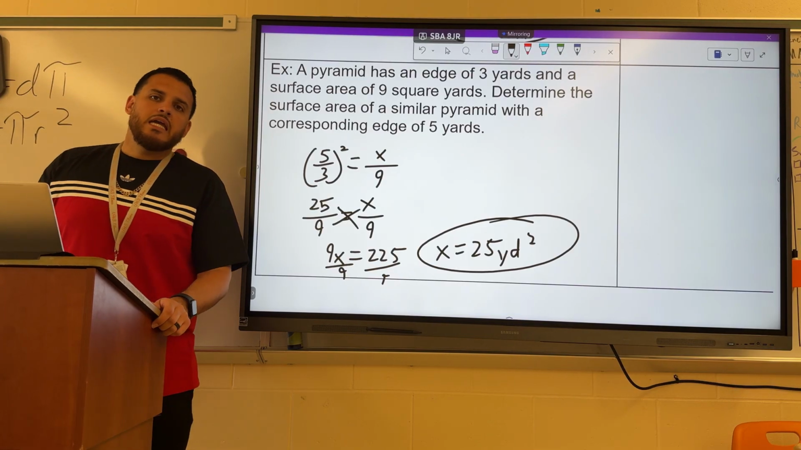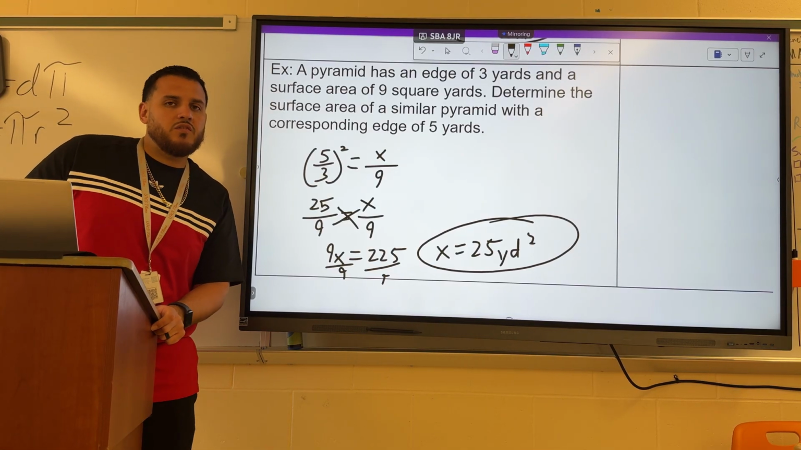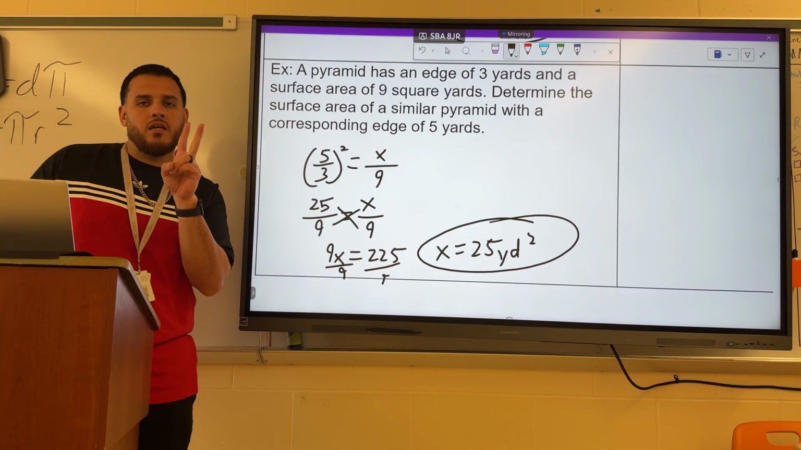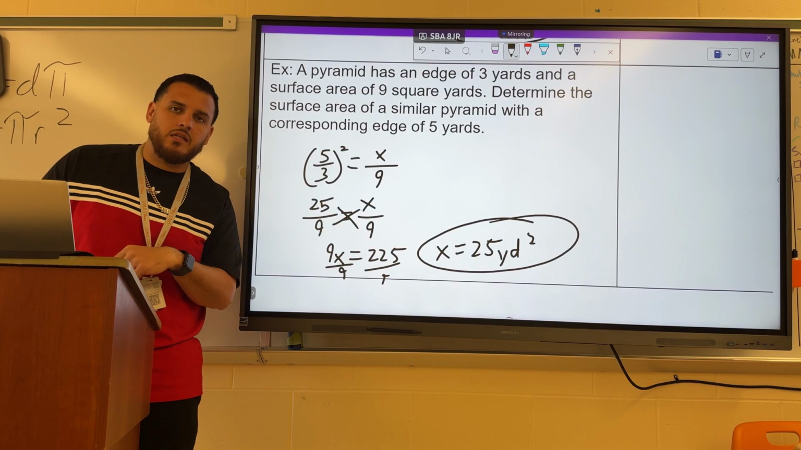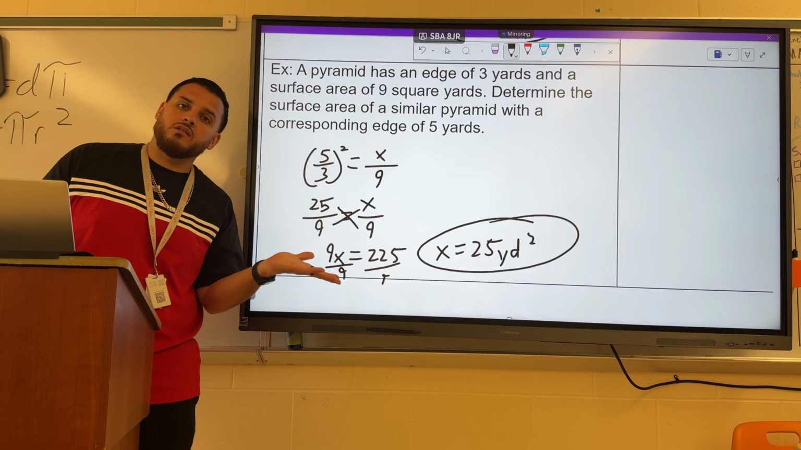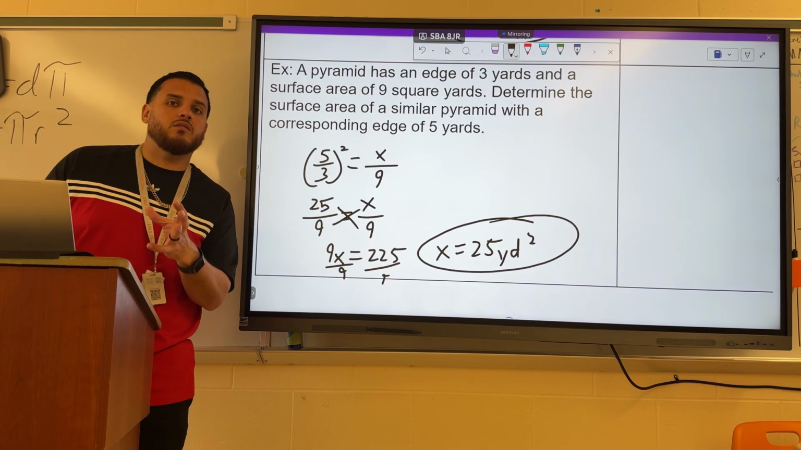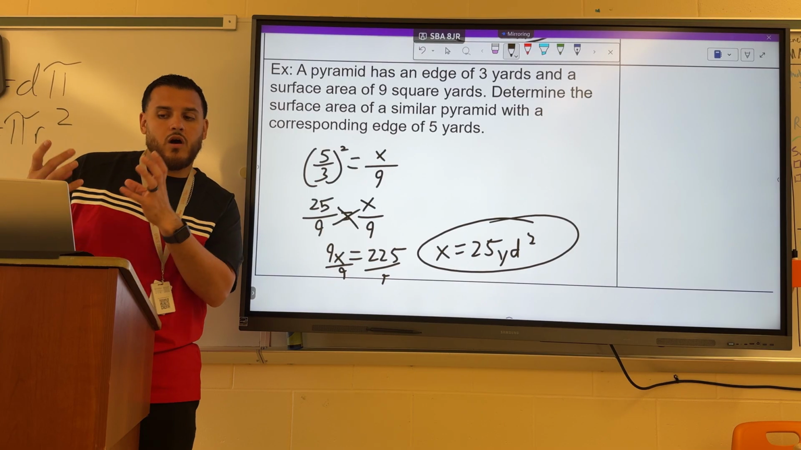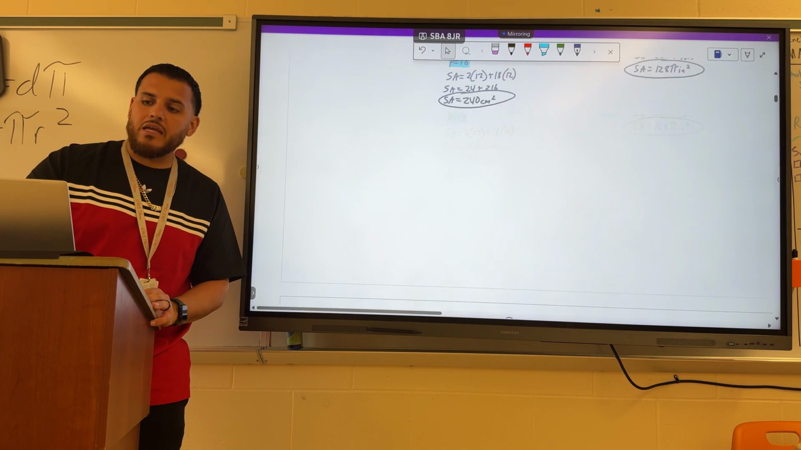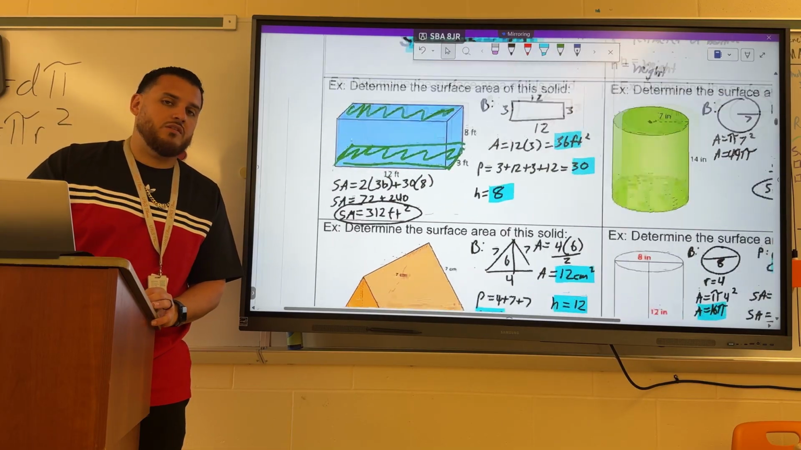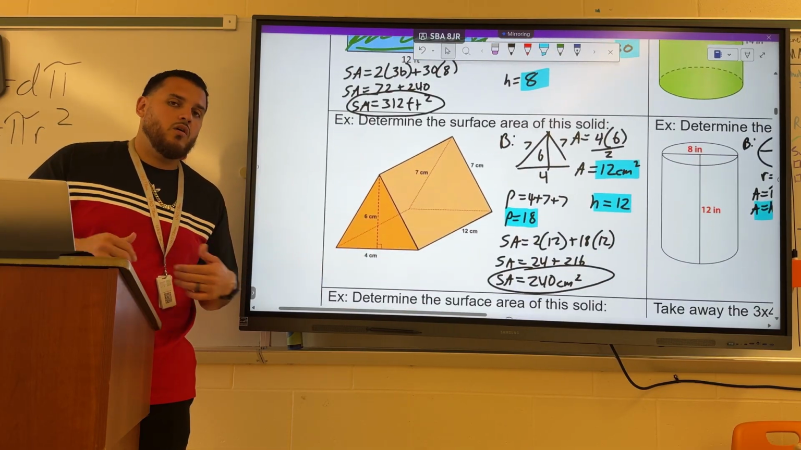Guys, this wraps up our lesson on the surface area of prisms and cylinders. Don't forget 2 base areas plus perimeter times height. That works for a prism or a cylinder. Remember, the only difference is the bases of cylinders are always circles, so you always do pi r squared for those. Whereas for prisms, your bases can be many different types of shapes. Could be rectangles or triangles.